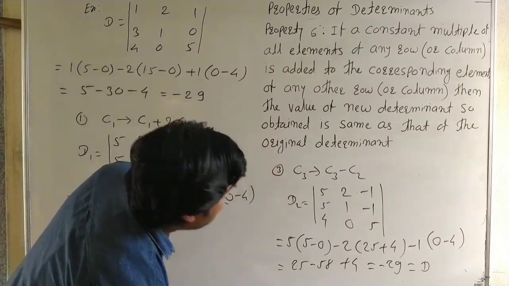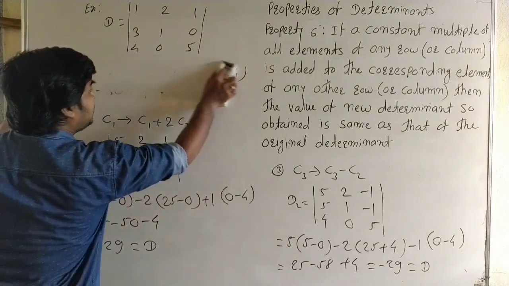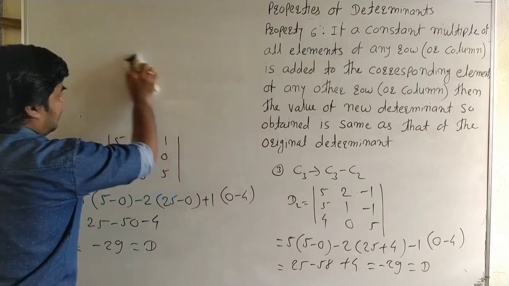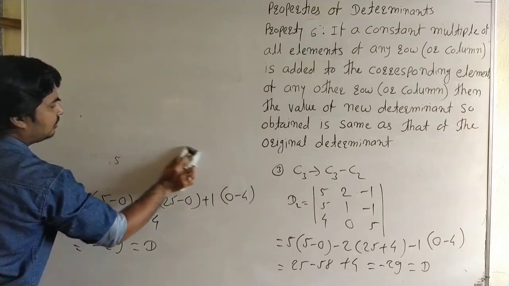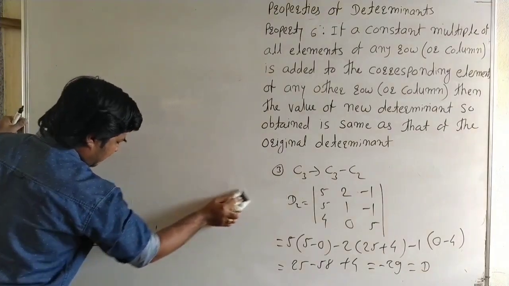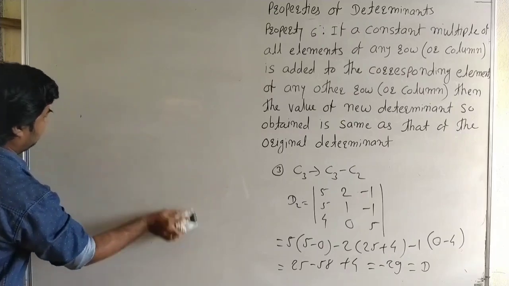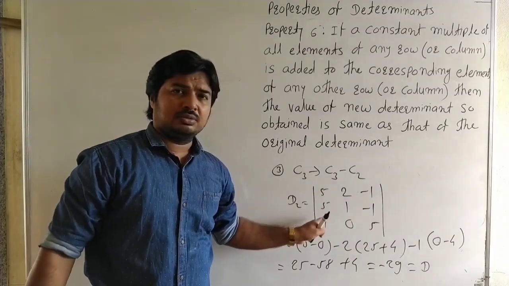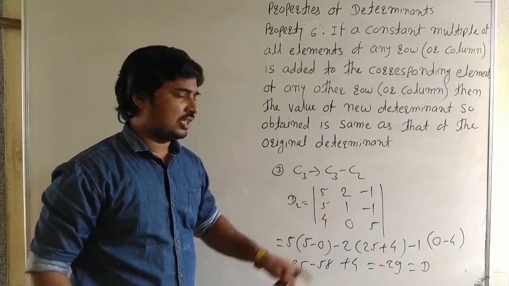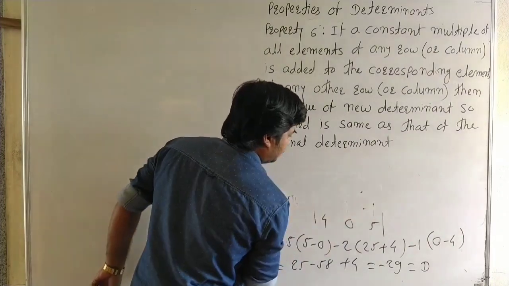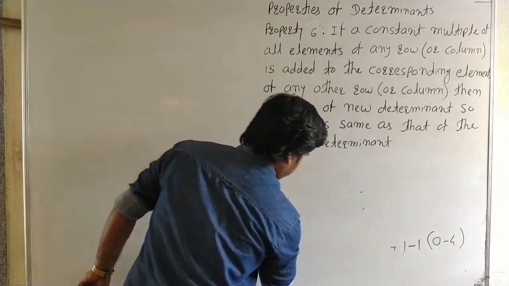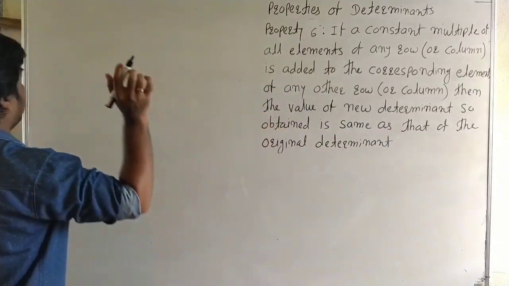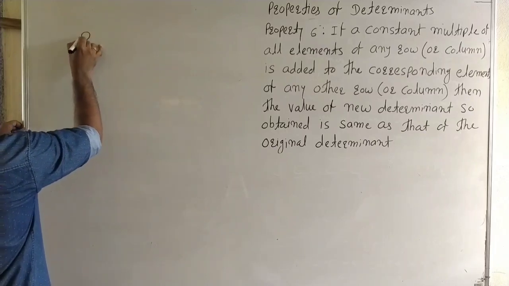Now here is the use of this property when we are solving a determinant with big numbers. Here we can take below 10 numbers, 5, 4, 6, 7, but in the question they ask, find the value of this determinant.